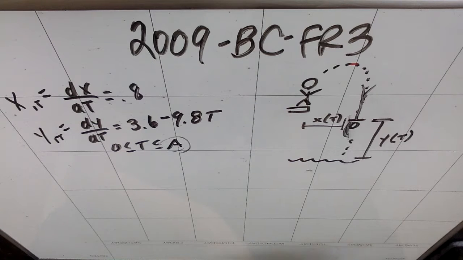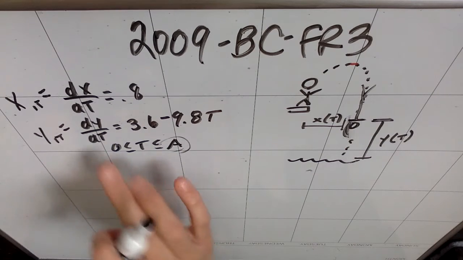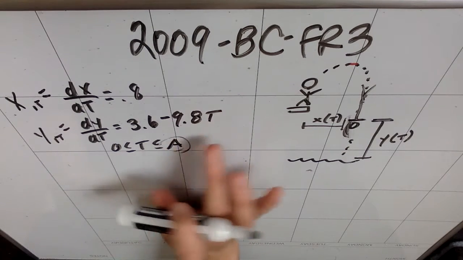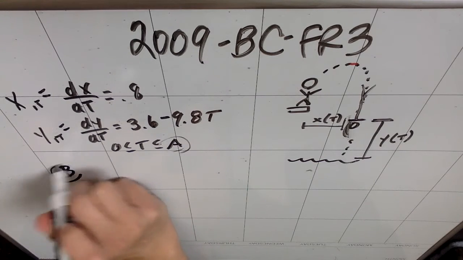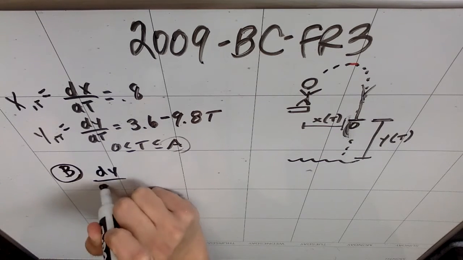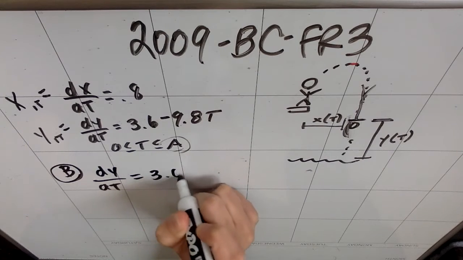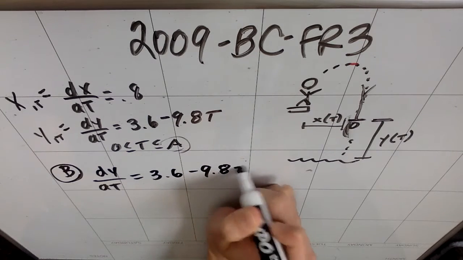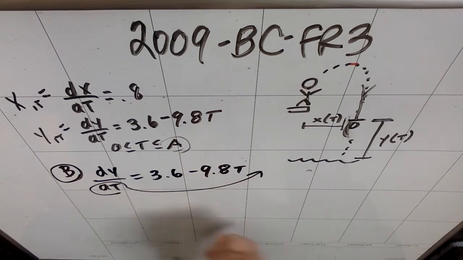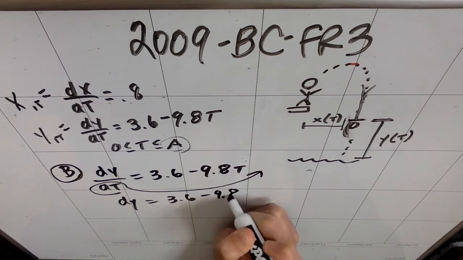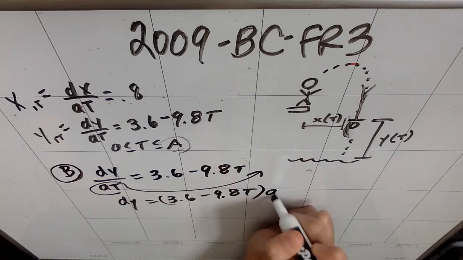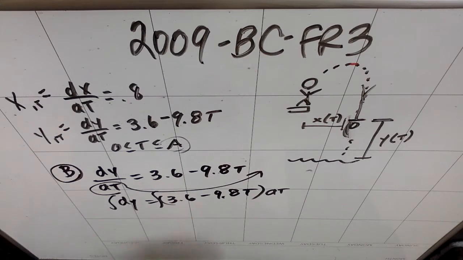Okay, so here's what I know. I can actually find the position by integrating this because this is actually pretty simple to integrate. So if we look at part B, we have that dy/dt equals 3.6 minus 9.8t. Well, that's a separable differential equation. I can make this dy equals (3.6 minus 9.8t) dt, and I can integrate both sides. Now, my calculator can't do this because it doesn't have bounds, but that's okay.